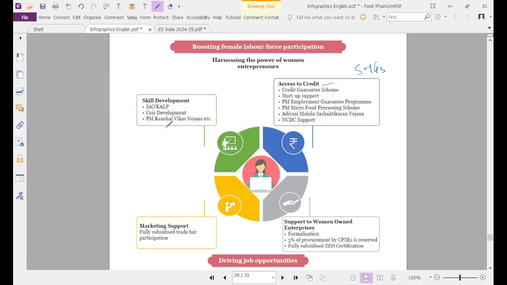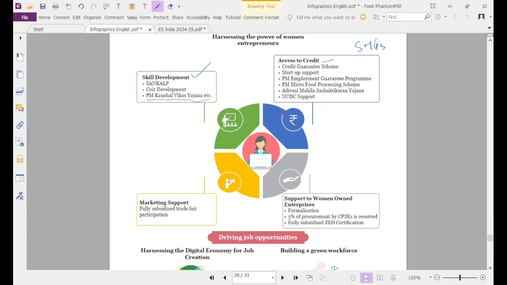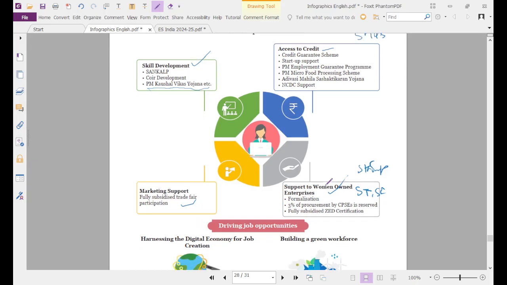Yeah, Kaushal Vikas Yojanas, Sankalp for skill development in tailoring, clothing, small scale food processing, marketing support and supporting women owned enterprises, especially girls coming from SC ST background. Tell me a scheme meant for the SC ST women. Is it Stand Up India? I think yes. So like that.